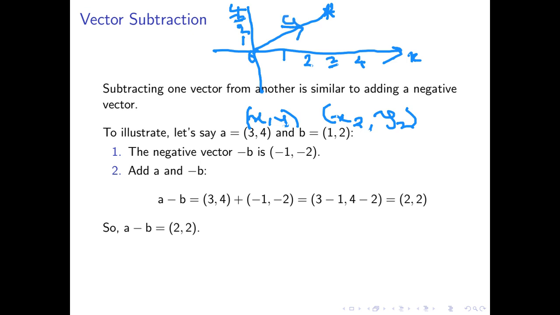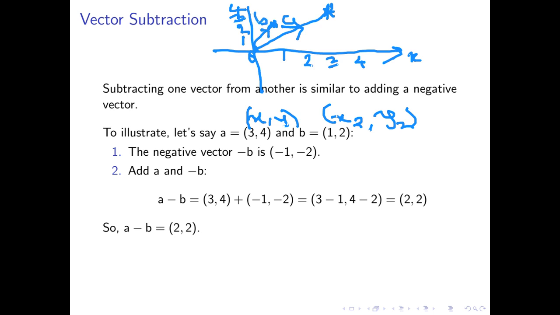Okay, then let's draw vector B. It's 1 on the x-axis and 2 on the y-axis. So let's just indicate it as this point, and then draw from the origin to that point. So we call this vector B.